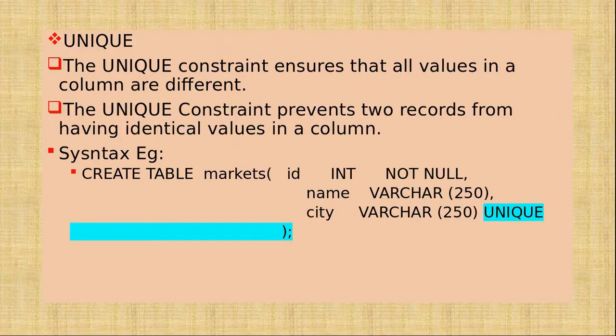Next one is unique. The unique constraint ensures that all values in a column are different. The unique constraint prevents two records from having identical values in a column. You can see a simple example for that constraint. Please refer to it closely.